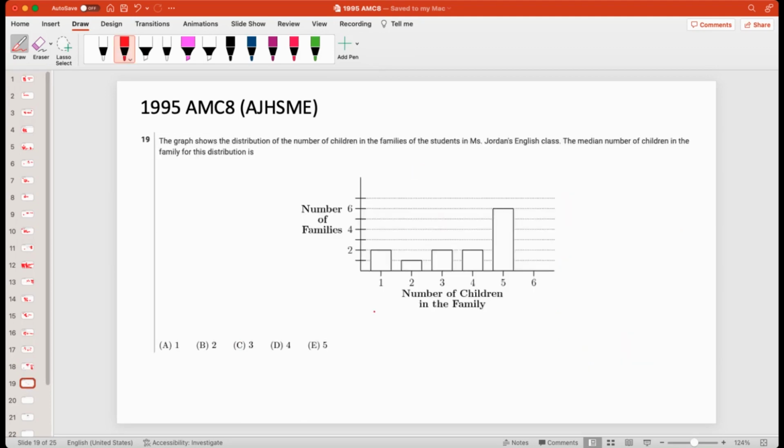Question number 19. The graph shows distribution of number of children in the families of students in Miss Jordan's English class. The median number of children in the family for this distribution is what? So let's see. Here we have two families. Here you have one. Here again two families. Then again two families, and here you have six families. So totally how many families do we have? 10, 11, 13. Okay, so 13 families.